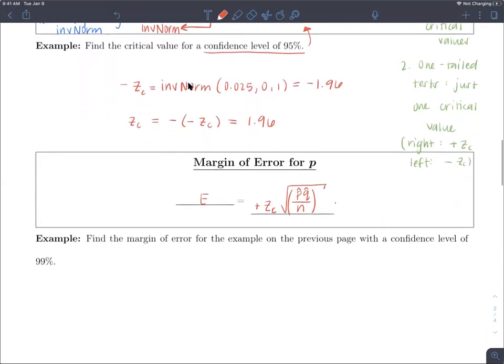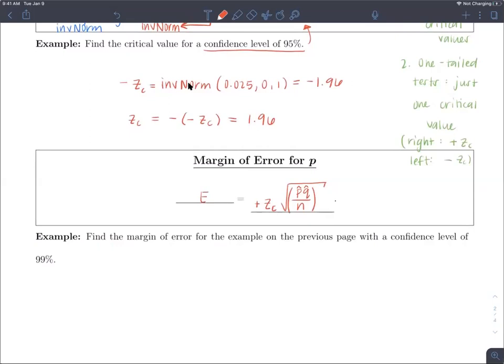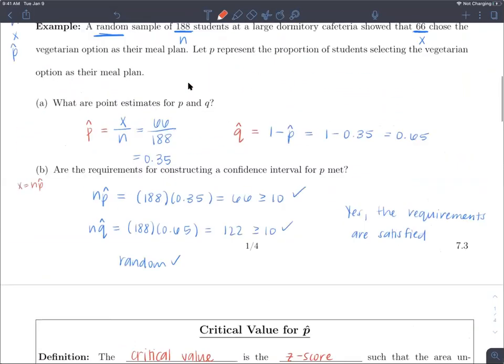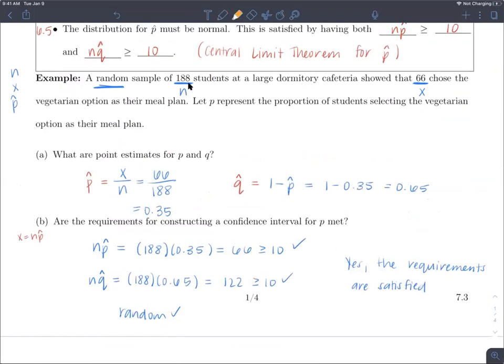Find the margin of error for the example on the previous page with a confidence level of 99%. Okay, let's go see which example it's talking about. Ah, this one right here. It says a random sample of 188 students. So we already know that. So here I can say n is equal to 188. I know x is equal to 66.